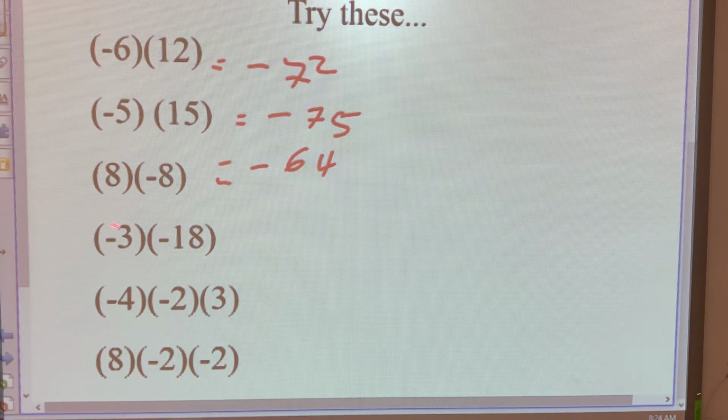What will I get with this? Negative 3 times negative 18. Will the answer be negative or positive? Now look back at your notes and apply the rule. Are the signs the same, whether positive, positive, or negative, negative? You're correct. The answer is positive.